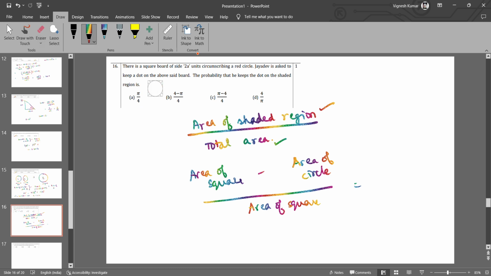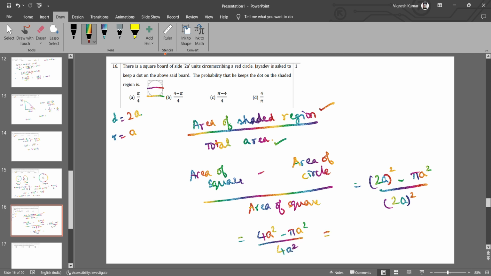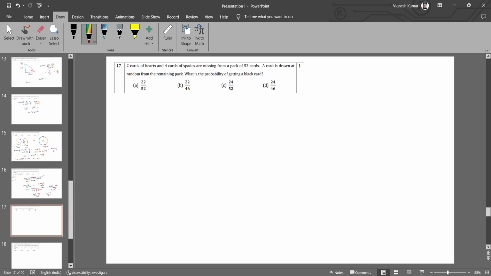And here you should get another question like, how can we find the radius of this circle for finding the area of the circle? If you observe carefully, the diameter of the circle is equal to the side of the square. So we have diameter is equal to side of the square, which is 2a. So we will have r is equal to a. So area of square is 2a whole square minus area of circle is pi a square, divided by 2a whole square. So we'll have 4a square minus pi a square by 4a square. If we cancel out the a square from both numerator and denominator, we'll be having the probability as 4 minus pi divided by 4.